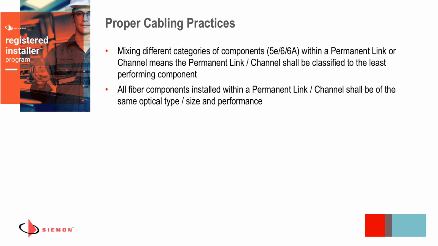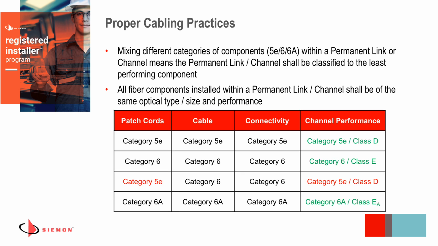You don't want to be mixing OM1 with OM3 fiber cables within that channel, because in some cases, mixing, for example, 62.5 into 50 micron is going to result in significant losses. But even mixing OM3 and OM4 within a system is not recommended, because you're going to lose the benefits of the higher performing system.